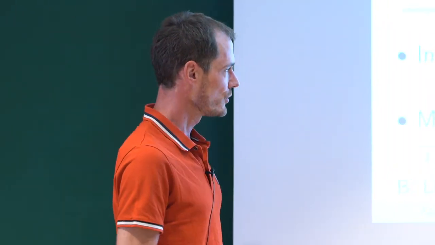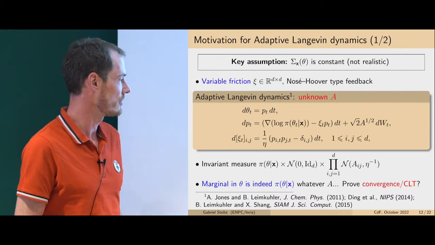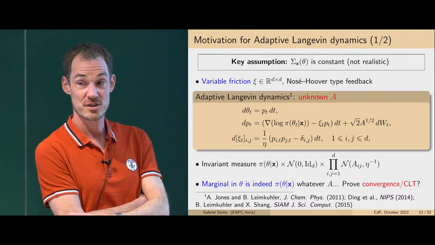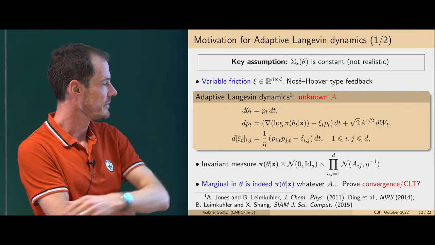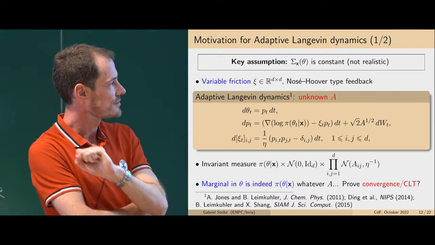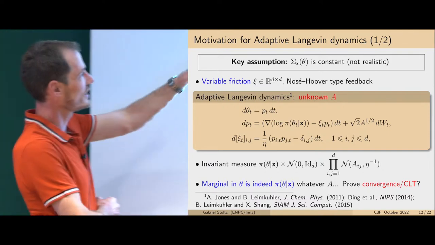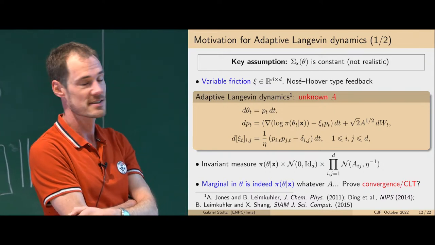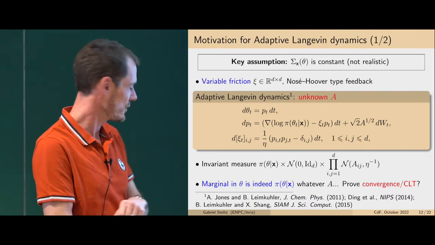So some years ago, some people came up with this idea of using Nose-Hoover-like dynamics to reduce this mini batching error. It was initially suggested by Jones and Leimkuhler more in an MD context, and then taken over in, I would say, a Bayesian inference context by Bob Skeel and some of his co-workers at the time. And then it was revisited a bit later on by Ben with Xiaocheng Shang. So the idea is that everything works under the assumption that the covariance matrix is constant, which you know is not true, but still, let's do it that way. Let's assume that we have this unknown covariance matrix, and let's try to get rid of the extra bias that's coming from there.